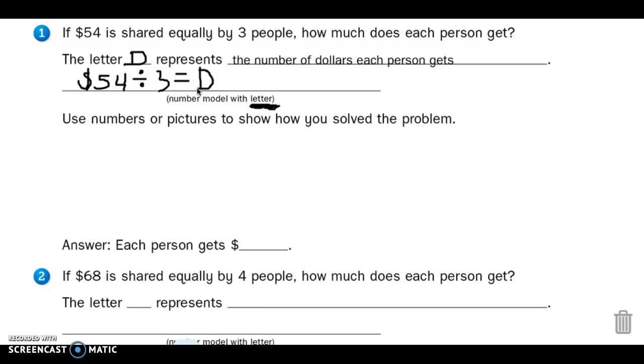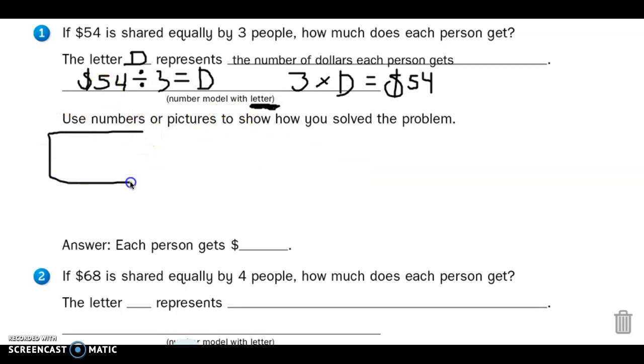Now, if I wanted to do fact family, could I write a different model with the letter? Of course. I could say 3 times D equals $54. Fact family, I could also have D times 3 equals $54, or I could have 54 divided by D equals 3. But I like to write this way, so I know I'm taking 54 and putting it into 3 equal groups.